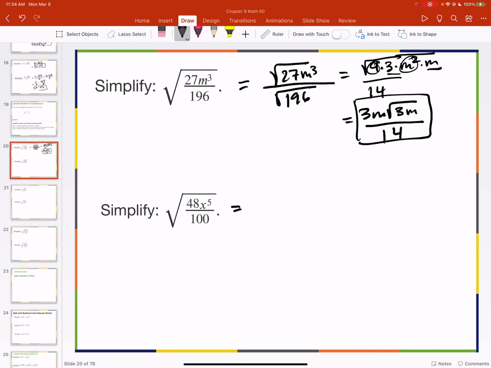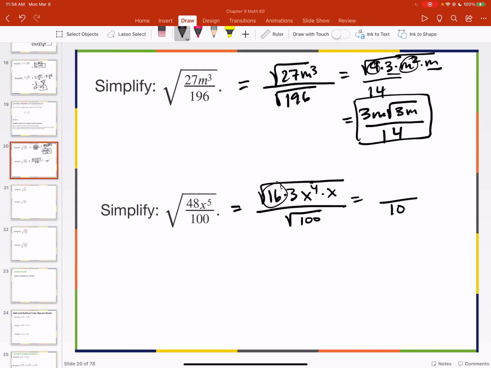So how about here? We have 48x to the power 5 over 100, the square root of all of that. So square root of 48, can I simplify this? That's 16 times 3. And then x to the power 5 can be written as x to the power 4 times x. And that's all over square root of 100. Well, we know that's 10. So you just let that be 10.